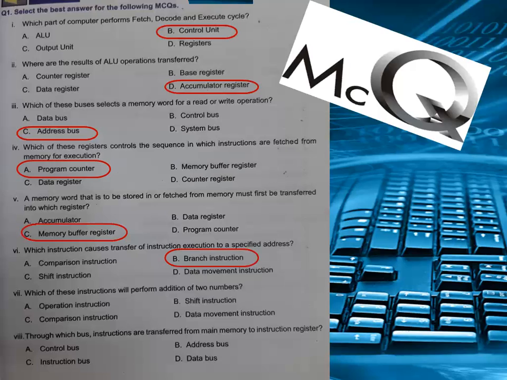Which of these instructions will perform addition of two numbers? Operation instruction, shift instruction, comparison instruction, data movement instruction. Yes, operation instruction will perform addition of two numbers. Through which bus are instructions transferred from main memory to the instruction register? Control bus, address bus, instruction bus, data bus. Data bus. So the data bus is responsible for transferring your instructions and data from main memory to the instruction register.